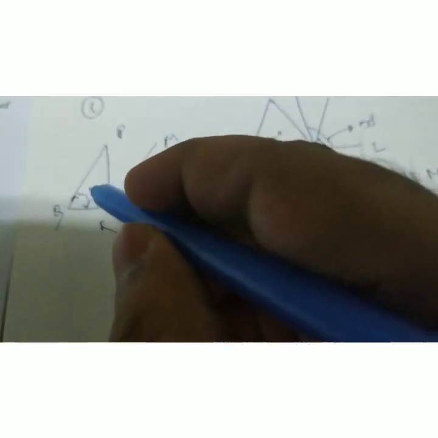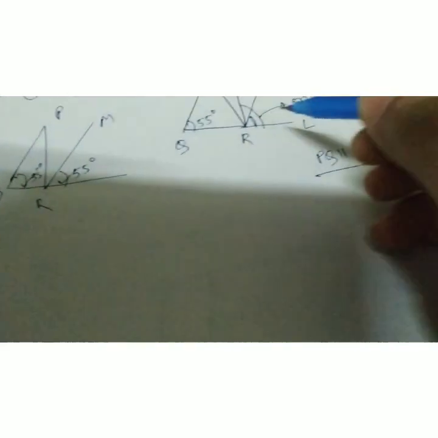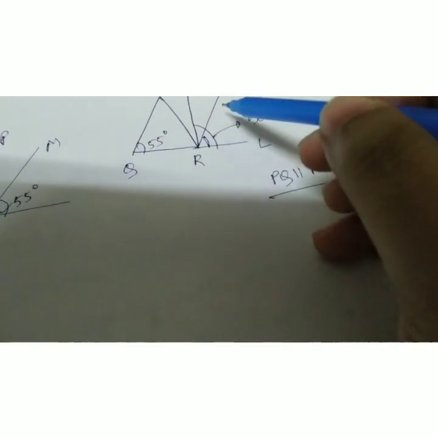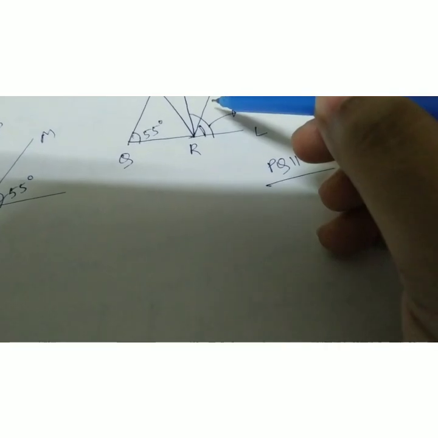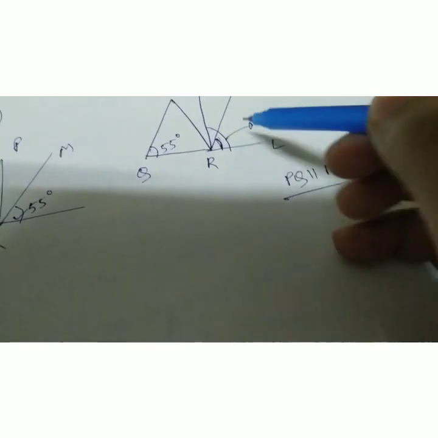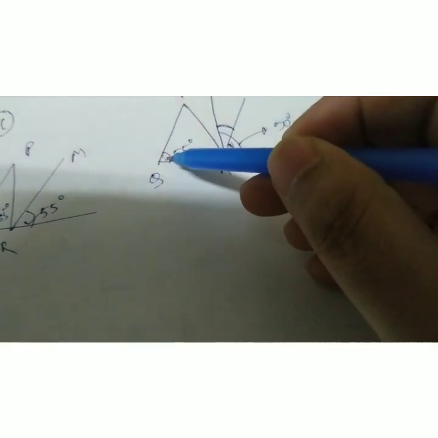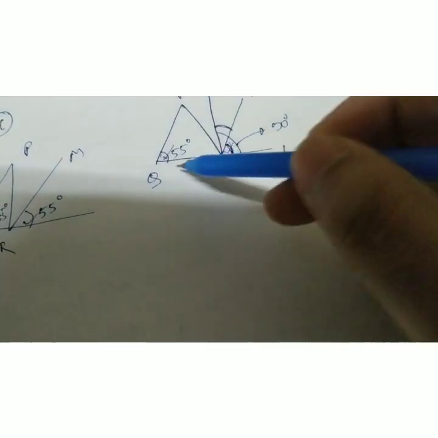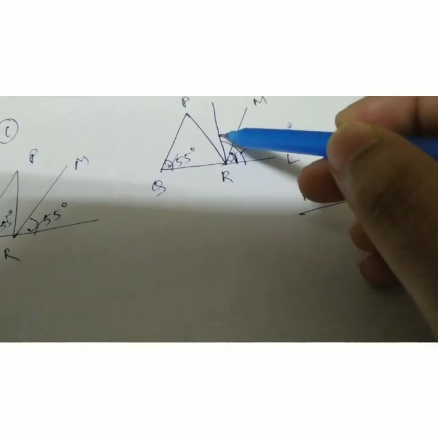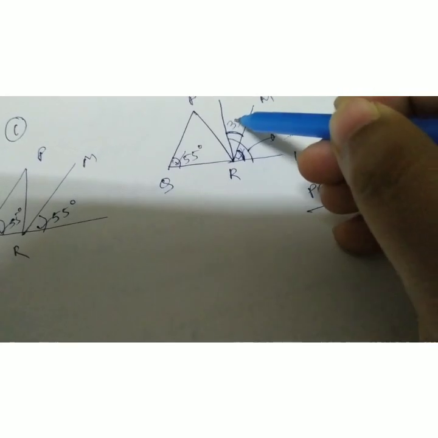Okay, so if this is 55 degrees, this will also be 55 degrees. So if this is 55 degrees, which angle will be 55 degrees? This LRM, correct? LRM will also be what? 55 degrees. So they have actually asked me to find this angle. So LRM, since this is 55 degrees, this angle will also be 55 degrees because both are corresponding angles. Now this whole is 90 degrees, this is 55 degrees. So what will be this angle? Just subtract 55 from 90. So this will be 35 degrees.